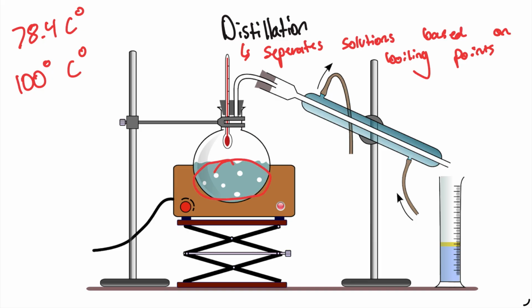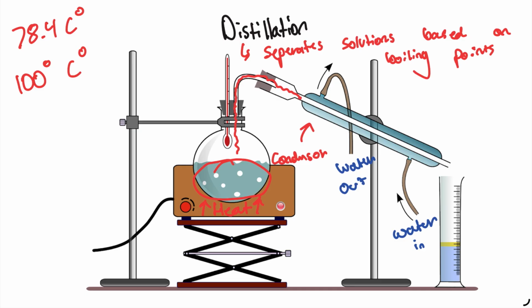So if we take our mixture of ethanol and water, and we raise its temperature to slightly above the boiling point of ethanol, then our ethanol will begin to evaporate, but not our water. Only the ethanol will evaporate. The ethanol will go up this tube, and it'll run into something called a condenser. Our condenser is like a tube inside of a tube.